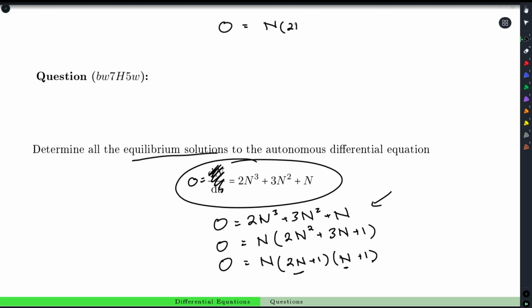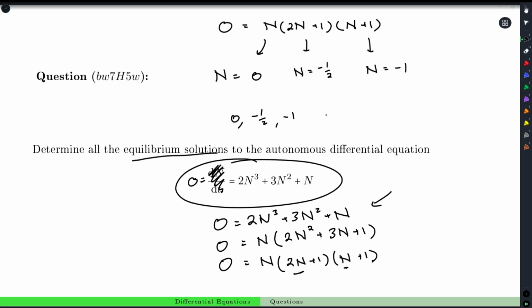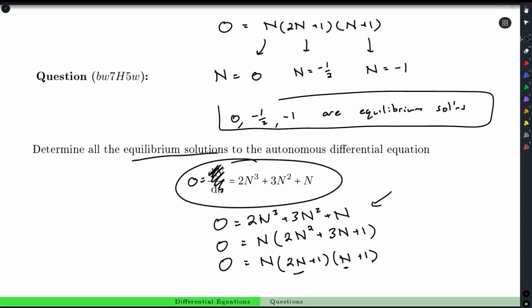But now that everything's factored, we just say, okay, well, what values of n make each of the factors equal to 0? And so that'll be an n value. I guess it's n of t, but n has a value of 0. Or 2n plus 1 has to be 0, and that would mean n is negative a half. Or the last one, n plus 1 is equal to 0, so that'd be n is negative 1. So 0, negative a half, negative 1 are the equilibrium values, or equilibrium solutions. There we go. All 3 of them.